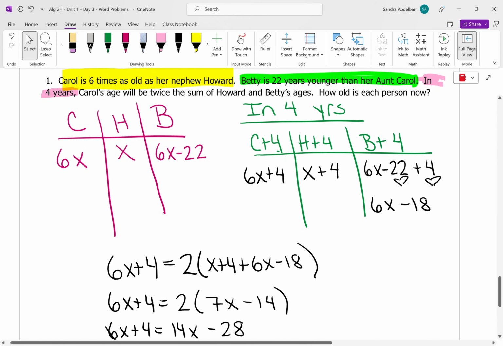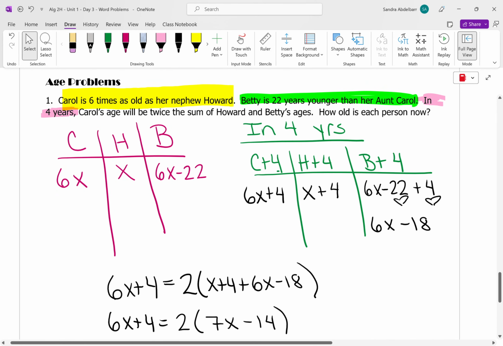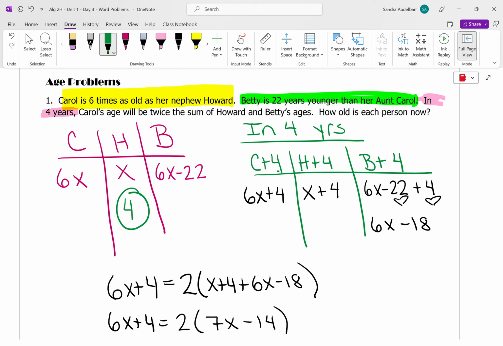And now let's go back. Let's see what they were asking. How old is each person now? Not in 4 years. How old is each person now? So who's 4 now? The nephew, Howard. Yes, Howard is 4.